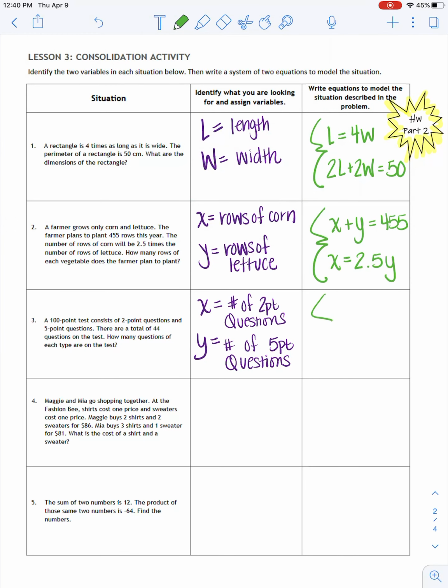Okay, so let's take that and create our system. We know it's a 100-point test, and we also know that there are a total of 44 questions. So if I take the number of 2-point questions and add the number of 5-point questions, I should have 44 questions because that is how many questions are on the test. We also know it's a 100-point test. So if I take 2 points for every 2-point question plus 5 points for every 5-point question, that should equal 100 points.